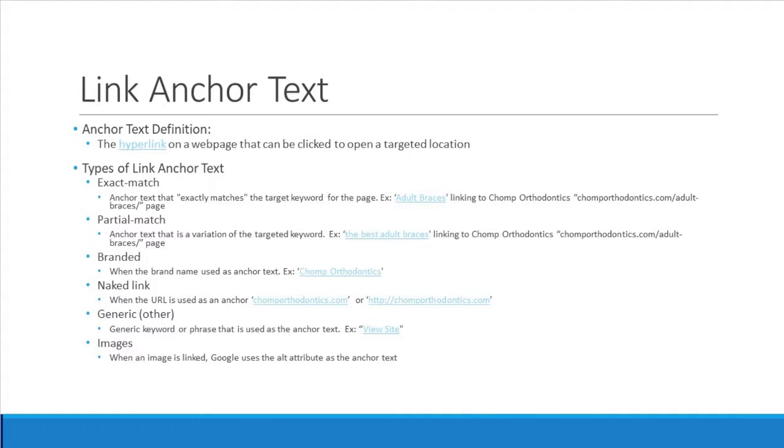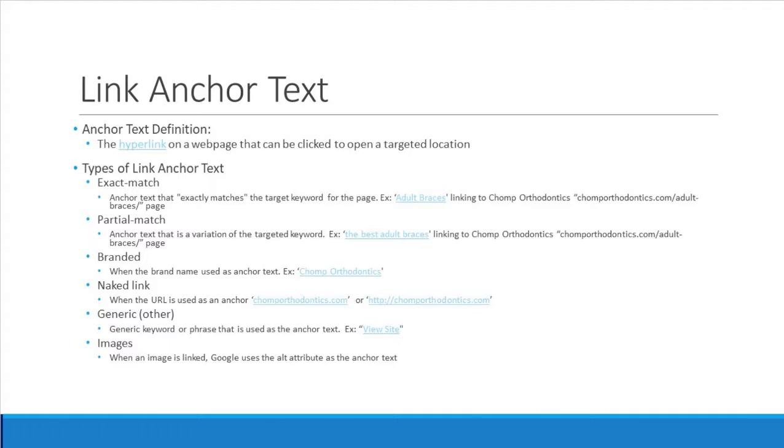Then you have partial match. Partial match includes your exact match keyword plus text around, between, or behind it. Let's think of it: the best adult braces, or braces that are best for adults. So that's your partial match. Then we have our branded. In this case, it's going to be Chomp Orthodontics. That's the name of our brand.